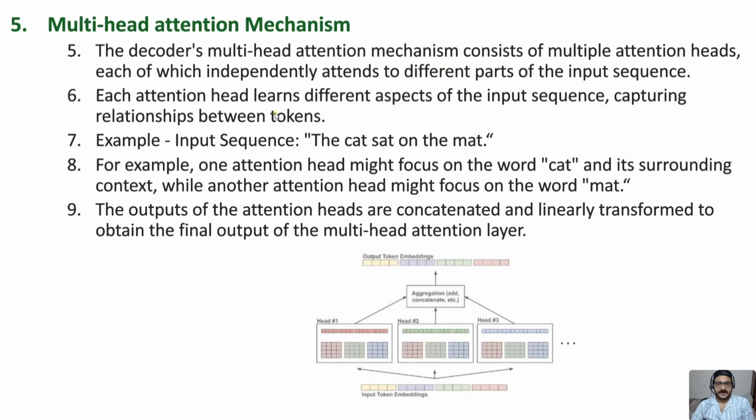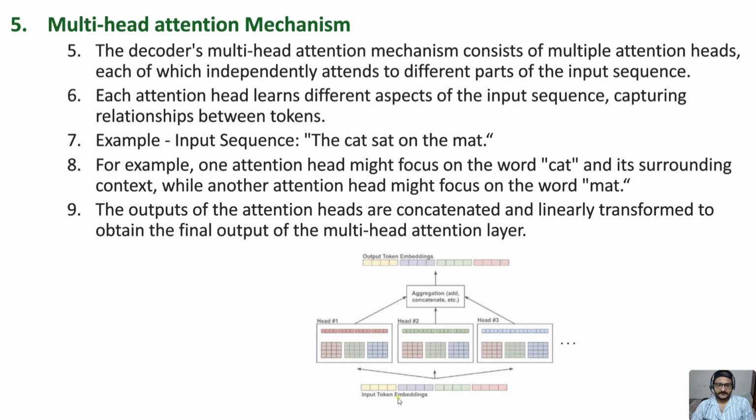So each attention head learns a different aspect of the input sequence, capturing the relationship between the tokens. For example, the cat sat on the mat. This is the input sentence which we have provided. So one attention head might focus on the word cat and its surrounding context, while another attention head might focus on the word mat. So that's how a multi-head attention works.